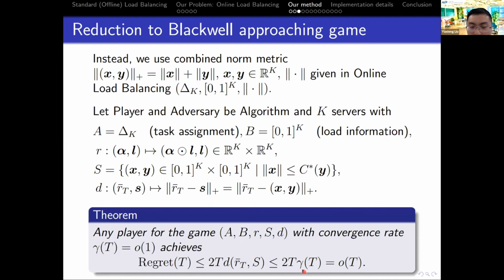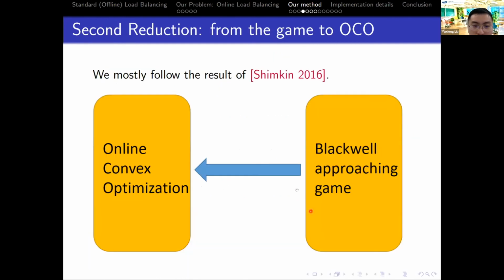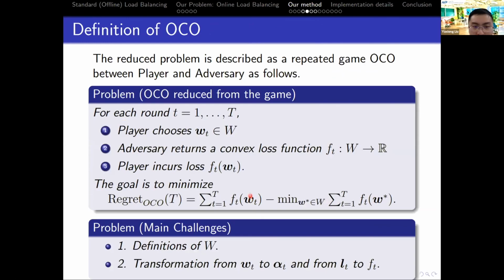And then we need to find a way to give an upper bound of the convergence rate of the reduced Blackwell approachability game. So we choose the second reduction part, which mainly follows the results from Chenkin's work, from the Blackwell approachability game to the OCO game. Of course, we need to review what the OCO game is. It's an online game between a player and an adversary, where the loss vector is a convex function, and the goal of the regret is defined in this way.